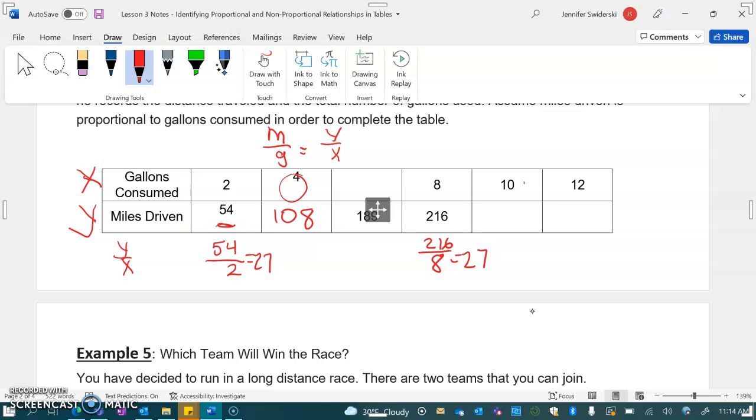I'm going to do this one here, the 10. 10 times 27, I get 270. So with 10 gallons of gas, I can drive 270 miles. Same thing here, 12 times 27, I get 324. Now for all these cases here, we've multiplied, but now we need to divide to figure out how many gallons of gas are consumed if I drive 189 miles. So I'm going to do 189 divided by 27, and I get 7.